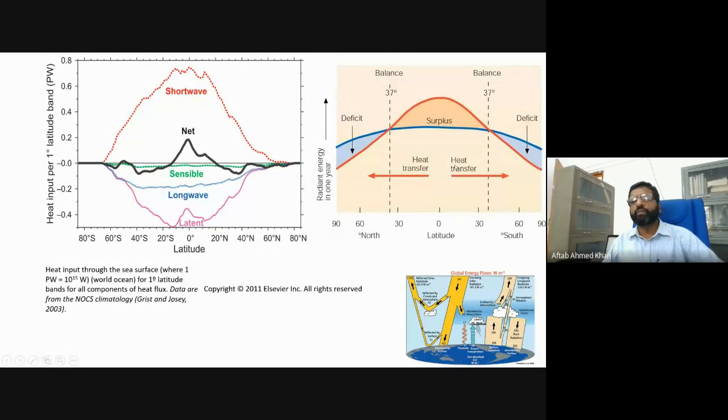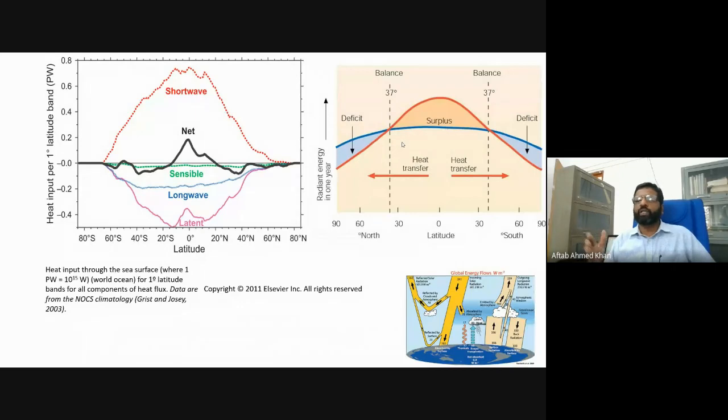Schematically, it is reproduced here. Some literature will give us 42 degrees also, but around 35 to 43 degrees centigrade, we find that energy is surplus, and there is deficient energy at the polar region. So as a result of this unequal distribution of energy, we would expect the latitudes with surplus energy to go on heating consecutively, and the polar region to go on cooling consecutively.